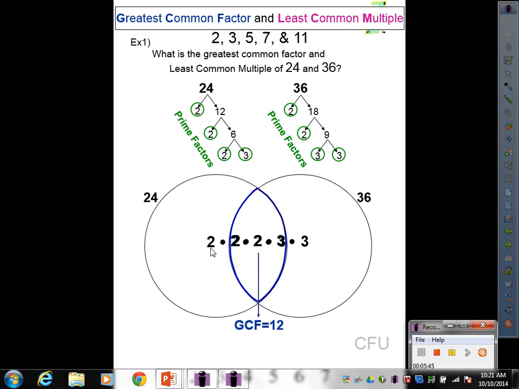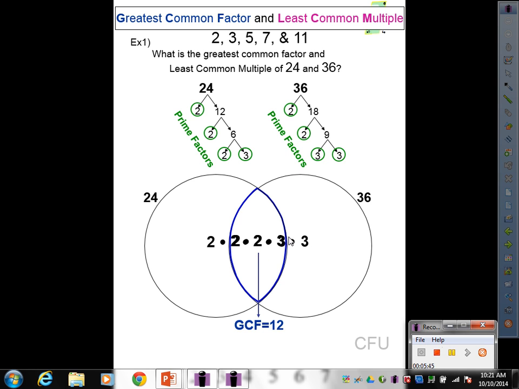Watch. What is 2 times 3 times 12? 72. Here it goes again. We got 2 times 3 is 6. We know this is 12, so 6 times 12, that's 72.